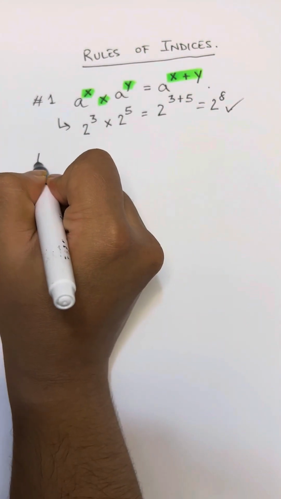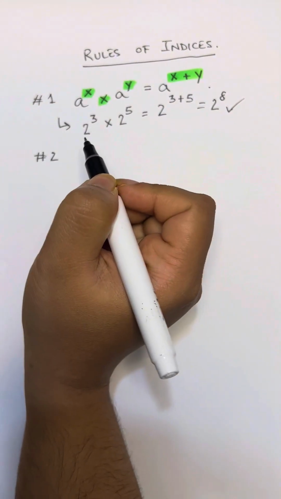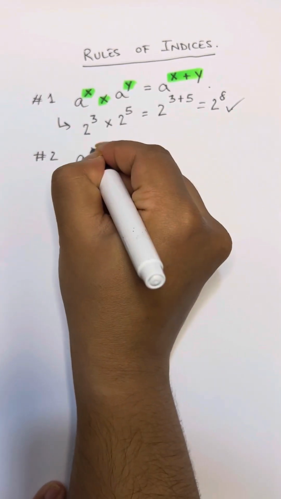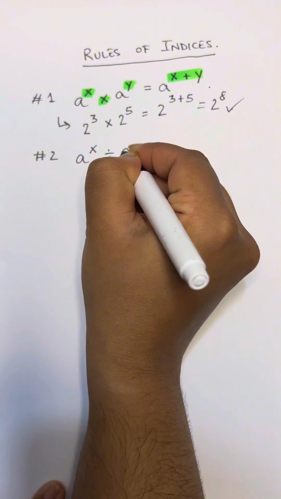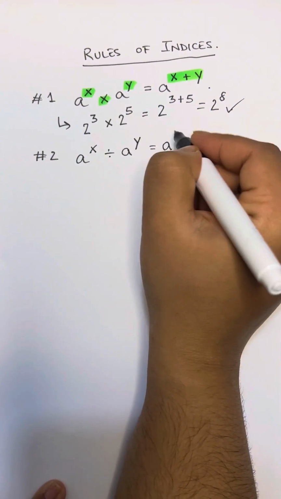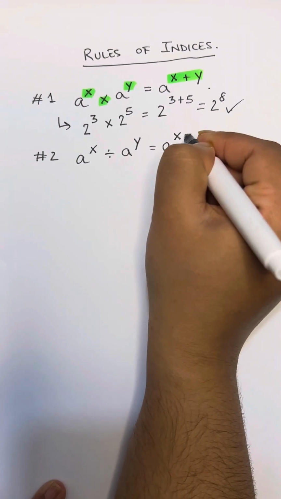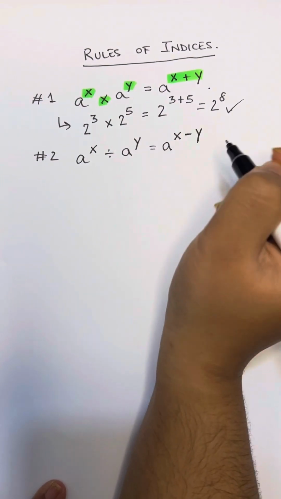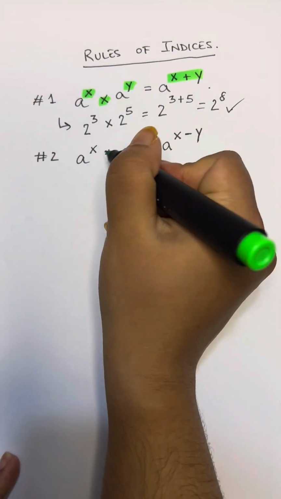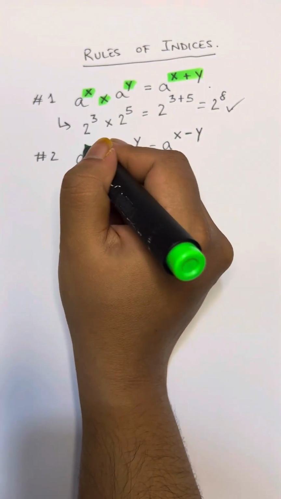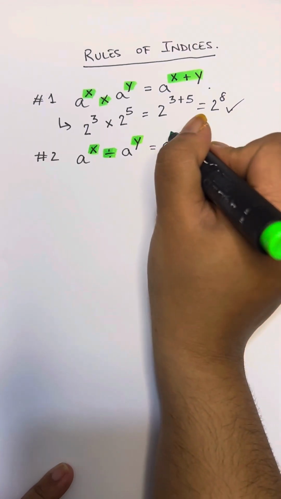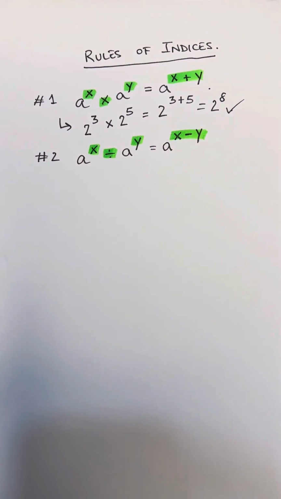So now let's move on to rule number 2, which is a to the power of x divided by a to the power of y equals a to the power of x minus, so take away, y. Whenever you see a division sign, the exponents are going to be taking away each other.